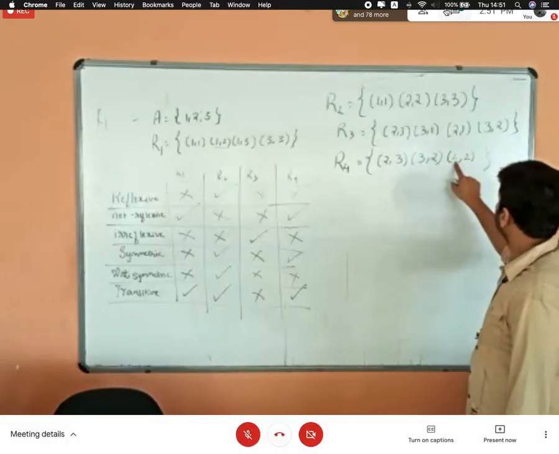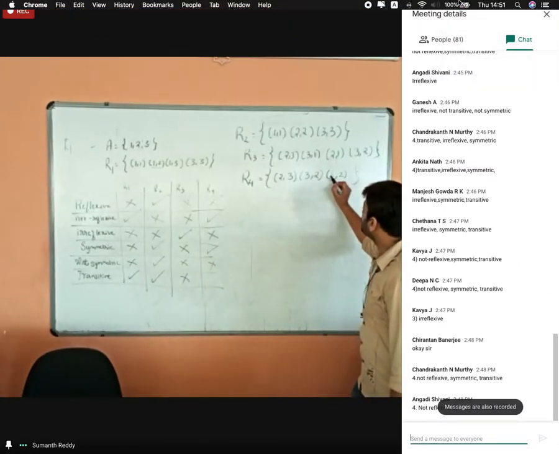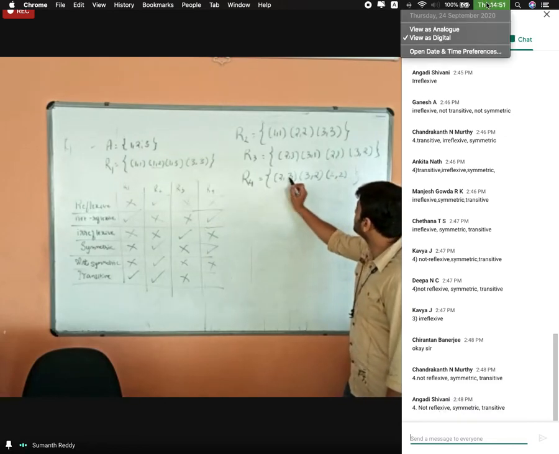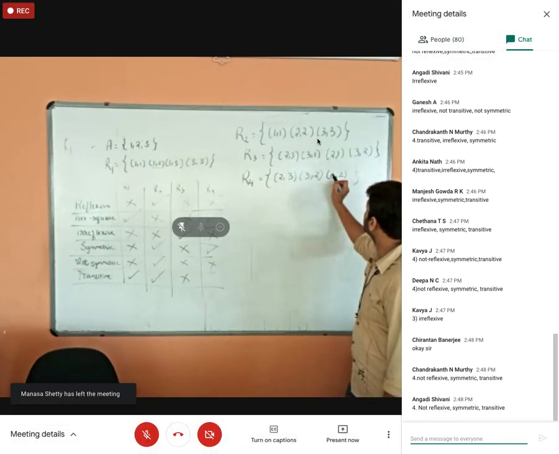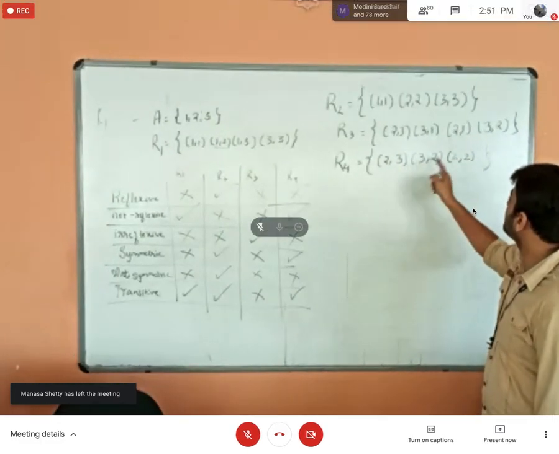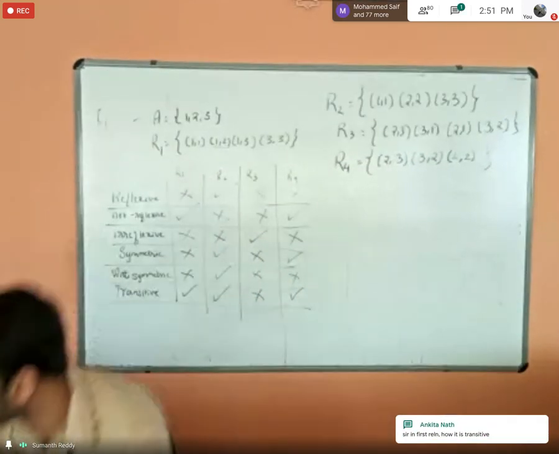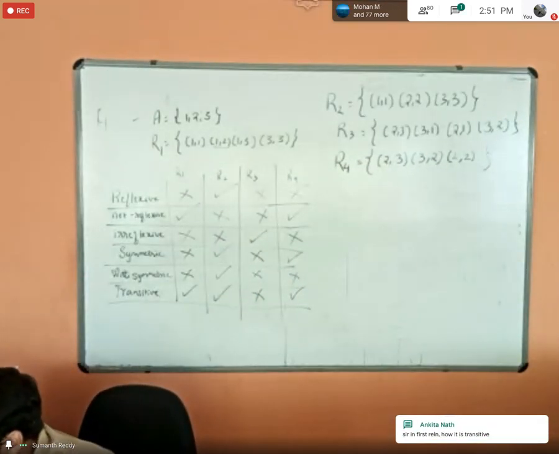Right? And no. Transitive property does not satisfy. The reason is 2, 2 is there, and 2, 3 is there. Then I should also have, yeah, that condition is also satisfied. Okay, fine. 2, 2, 3, 2, 3. I think it's clear, right? Relation R4. If you have any doubts in this, you can ask.